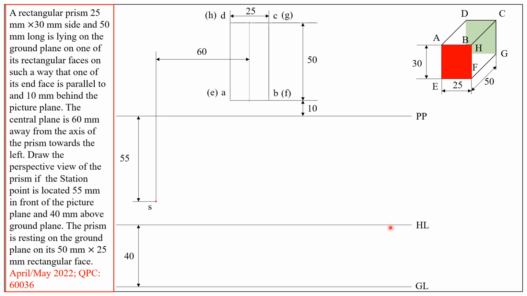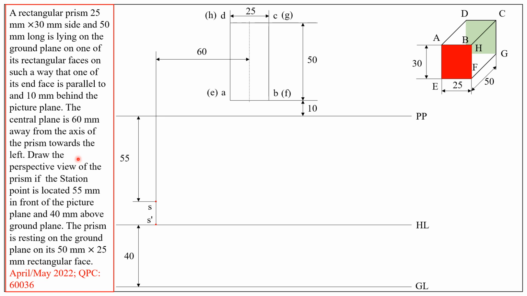On this horizon line, the front view of the station point will lie, and that front view will be directly below the top view. Therefore, to mark the front view of the station point, draw a perpendicular projector from S. So this is the projector, and it meets the horizon line at point S dash. So all the data given in the problem are used.